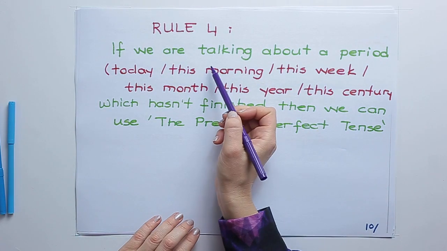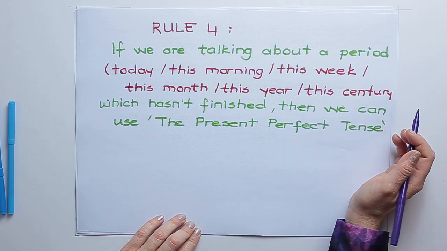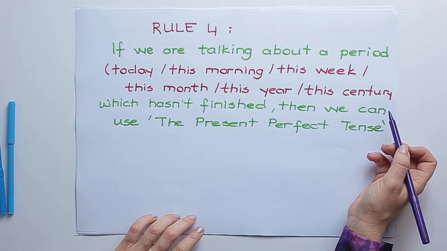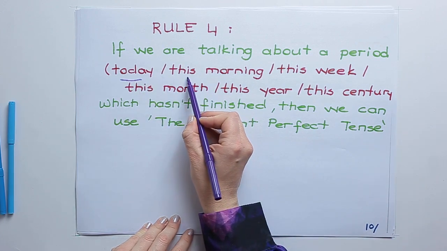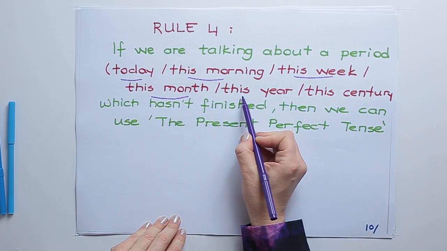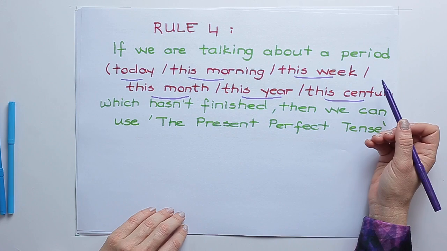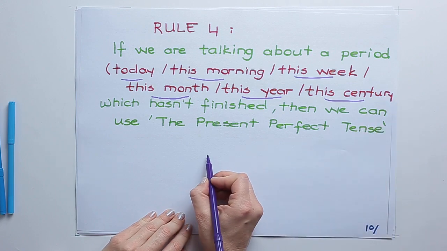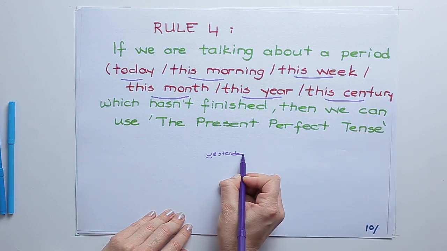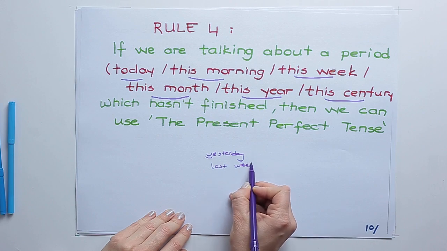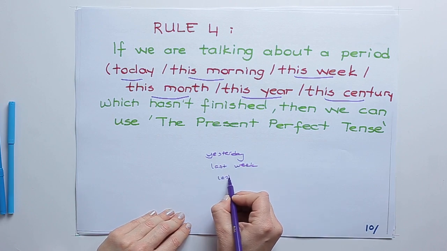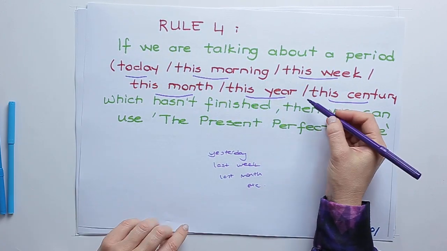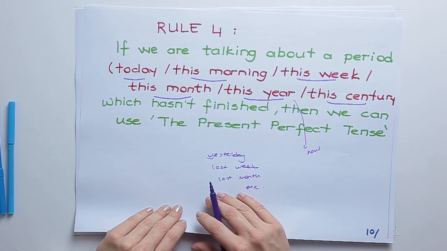Rule 4. If we're talking about a period which hasn't finished, then we can use the present perfect tense. We can use these time expressions with perfect tense like today, this morning, this week, this month, this year, this century. You can say that it's almost the same as simple past tense, but no. The time expressions we use in simple past tense are like yesterday, or last week, or last month, etc. So the time expressions here are referring to now rather than the past.